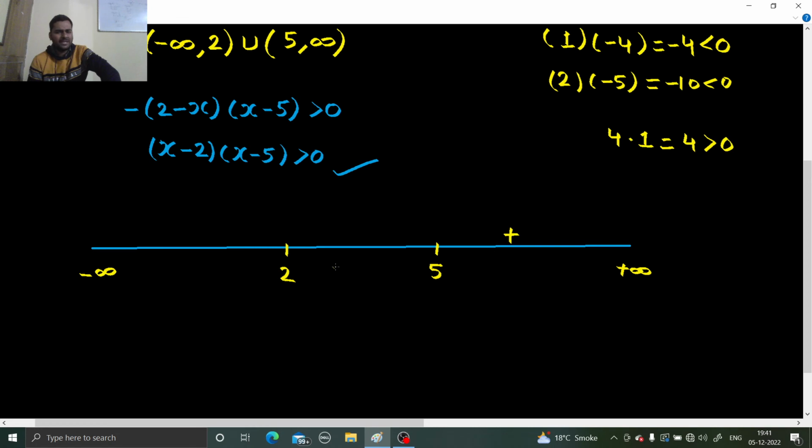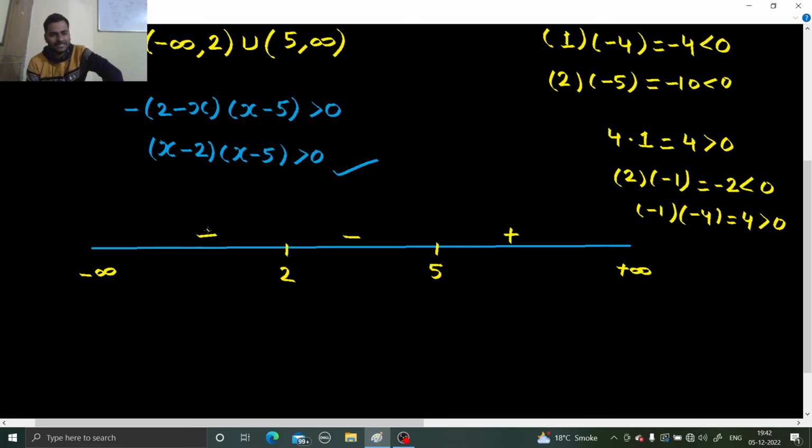Then any value here, let's say 4. 4 minus 2 is 2. 4 minus 5 is minus 1. Again you are getting minus 2, which is less than 0, so a minus sign. Again a value here which is 1. 1 minus 2 is minus 1. 1 minus 5 is minus 4. Again 4, which is greater than 0, so plus minus plus. That's what we want in our life. Uniformity, starting with plus and then alternate minus plus minus plus, and so on.